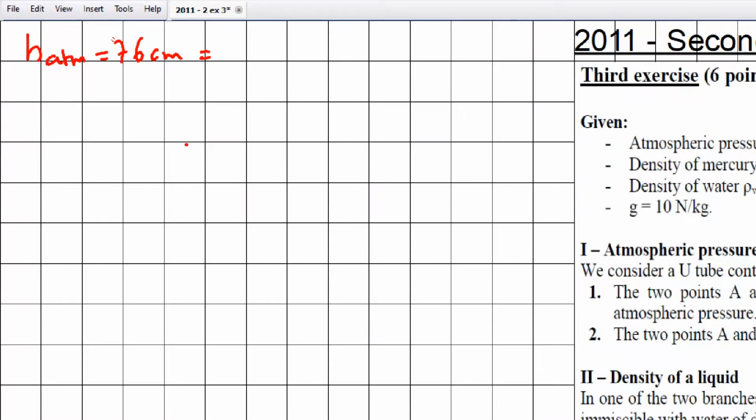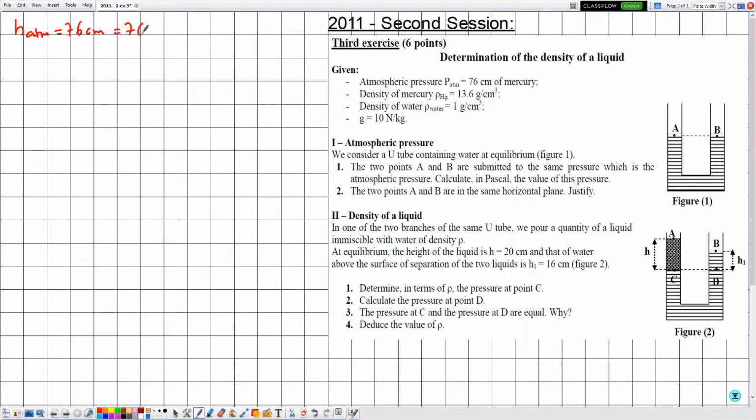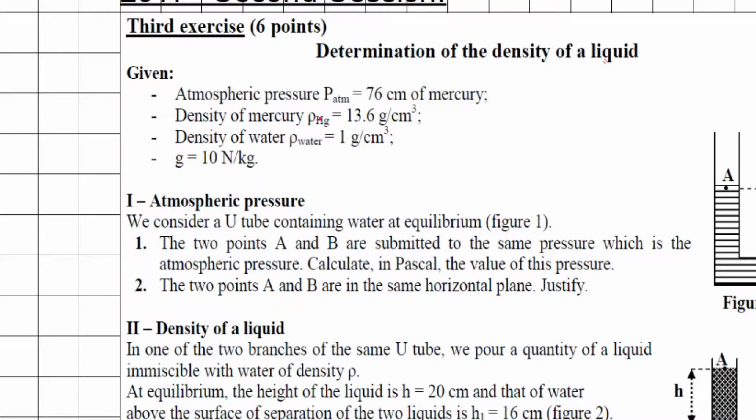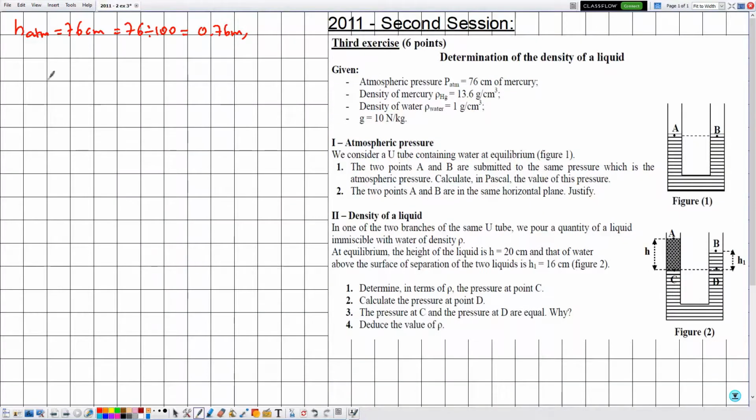Moreover, knowing that centimeter is not the SI unit of length or depth, in order to convert from centimeters to meter, we simply divide by 100. Then 76 divided by 100, then the atmospheric height or depth is given by 0.76 meters. And the density of mercury, rho Hg, is given by 13.6 gram per centimeter cube.